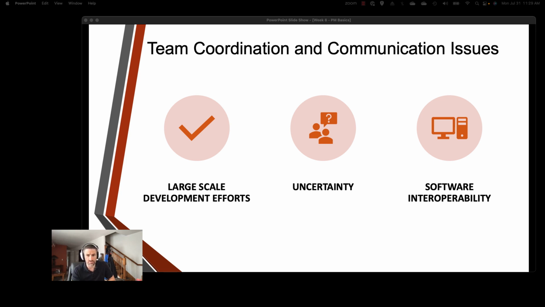And also interoperability. So new software must communicate with existing software and conform to the constraints. This is more of an issue with the actual tech. So there needs to be a serious plan in place to ensure that compatibility exists with the software that's being used.